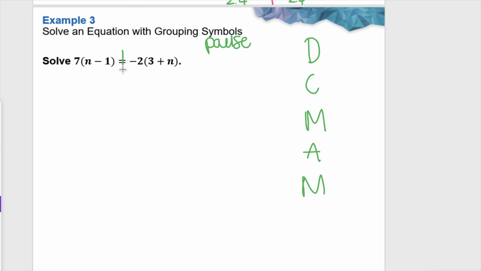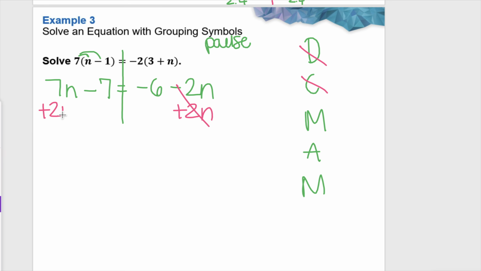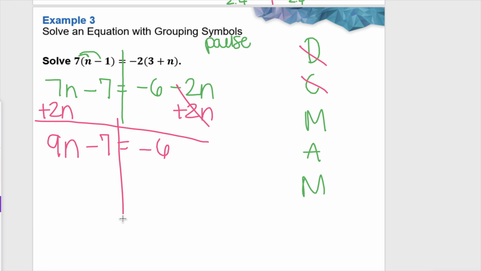All right, so for distributing, I'm going to distribute first. On the left side, I'm going to get 7n minus 7, and on the right side, I should get negative 6 minus 2n. Next, I'm going to combine any like terms. I don't have that, so now I'm ready to move my variables, starting with my lowest variable since I have them on both sides. I'm going to add this 2n so I can cancel those out, but whatever I do to one side, I must also do to the other. I'm going to end up with 9n minus 7 is equal to negative 6.